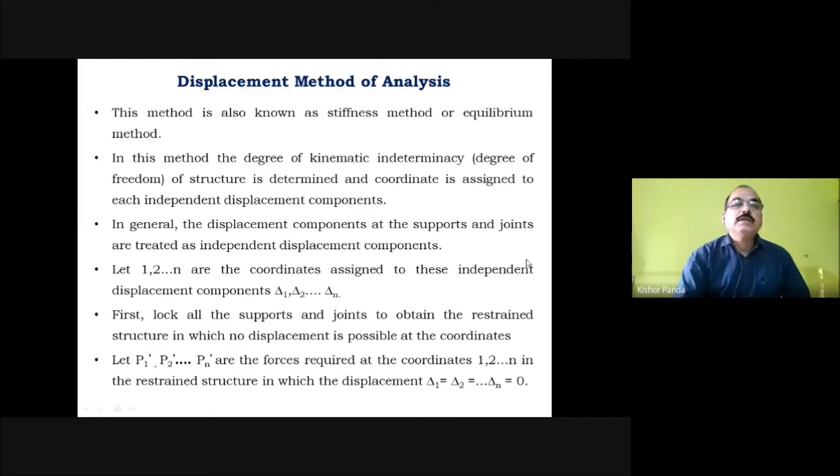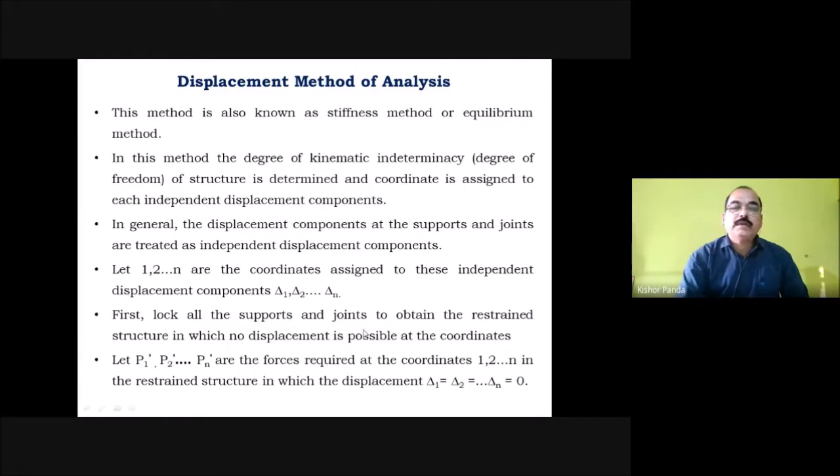In this method, first you have to find out the degree of kinematic indeterminacy, and a coordinate is assigned to each independent displacement component. In general, the displacement components at the supports and joints are treated as independent displacement components. Let 1, 2, up to n be the coordinates assigned to these independent displacement components delta 1, delta 2, up to delta n. So along these coordinate directions, you have to assign the independent displacement components, delta 1, delta 2, and up to delta n.